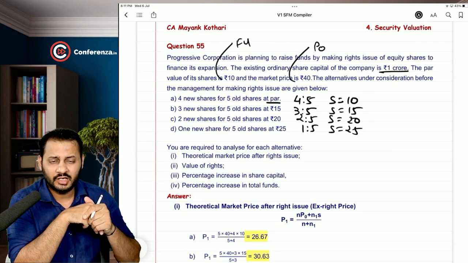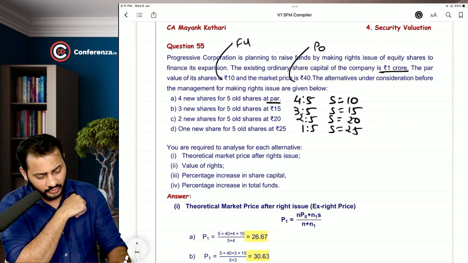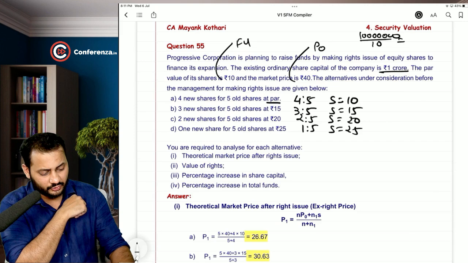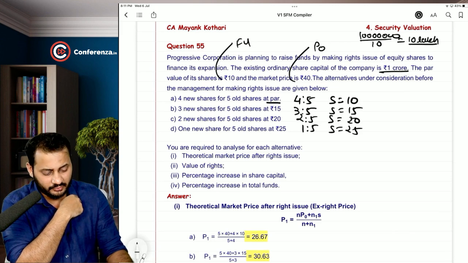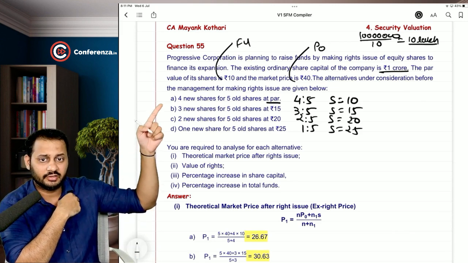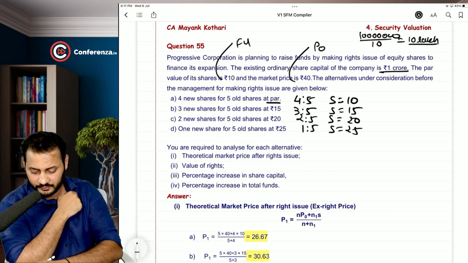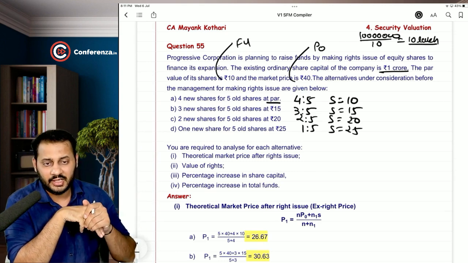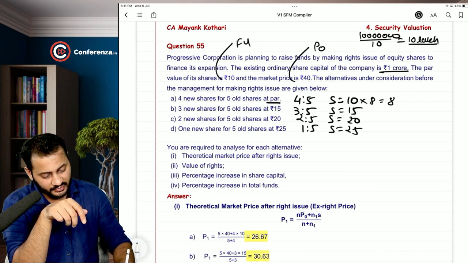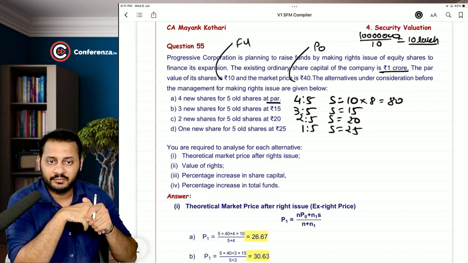Okay. How much are we raising? See, 1 crore of the total capital. 10 rupees is the par value. So can I clearly say that 10 lakh is the total number of shares? And if 10 lakh is the total number of shares, in the first case we are issuing 10 by 5 into 4, so somewhere around 8 lakh shares at 10. That means we are raising 80 lakhs here.